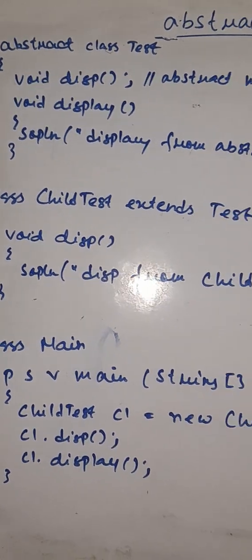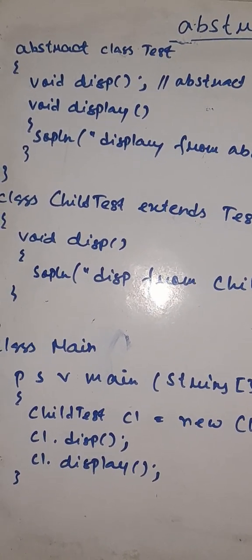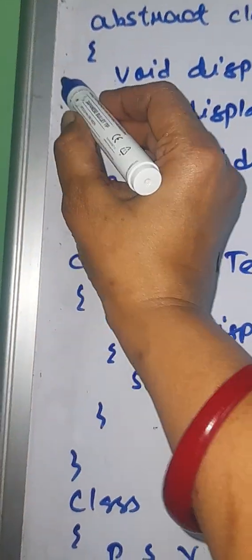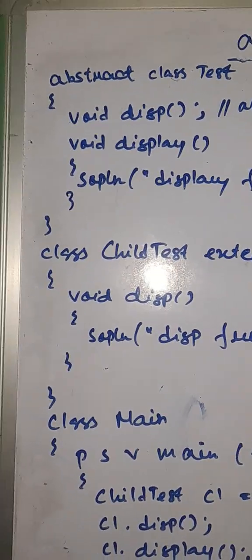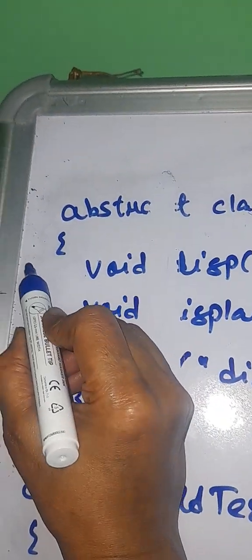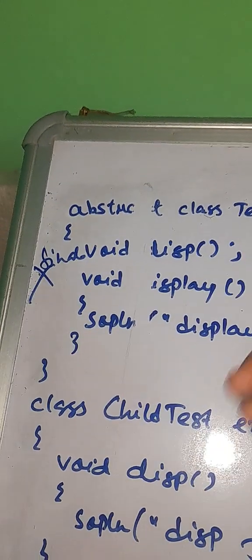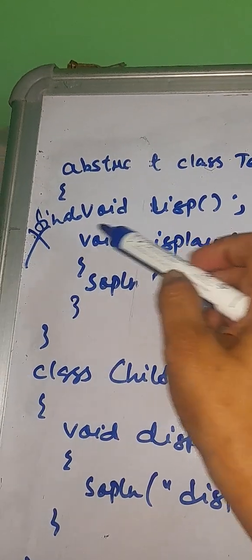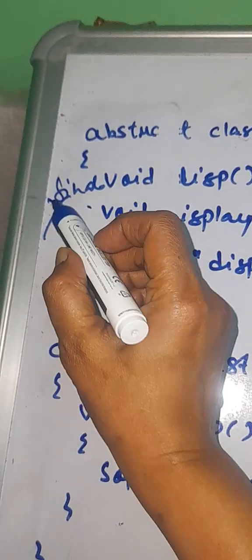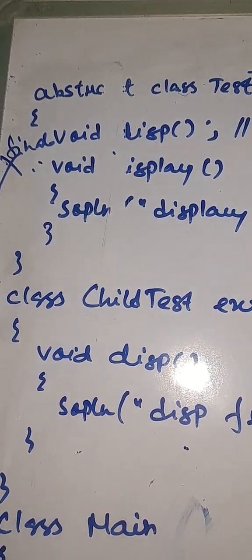Clear? Okay. And one more important point, within the abstract class you can't declare an abstract method as final. You can't declare this method as final. This one is not possible. Why? Because we already know that any method you declare as final, you can't override. So if the abstract method you declared as final, you can't override this method. So how can you access this one?